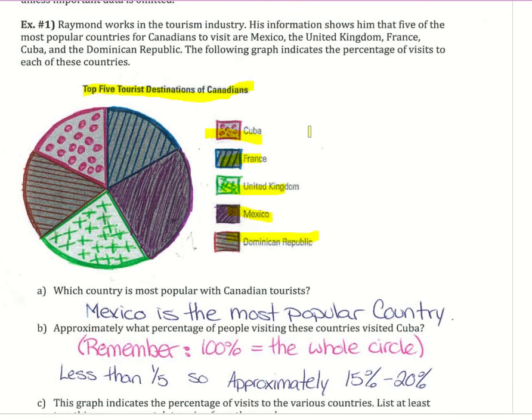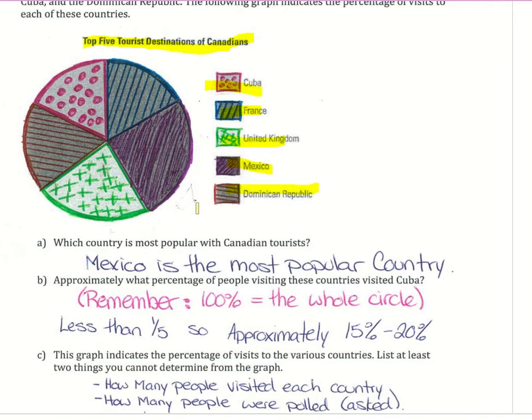When we take a look at this, we can definitely see that Mexico takes the biggest piece of pie. So I guess a lot of snowbirds are going down there and traveling down to Cuba based on this. Approximately what percentage of people visiting these countries visited Cuba? Remember, 100% equals the whole circle. So all of this is 100%.